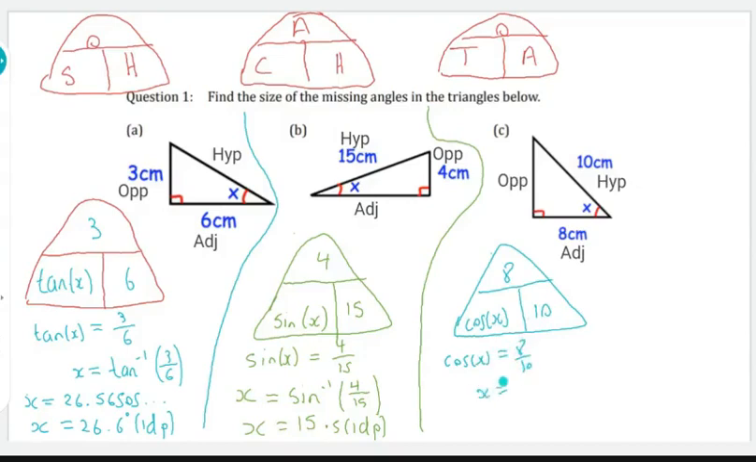Then x is equal to inverse cos of 8/10, which is equal to, in fact, what answer did you get? 36.86989. Happy days. Cool. And then that means x equals 36.9 to 1 decimal place.